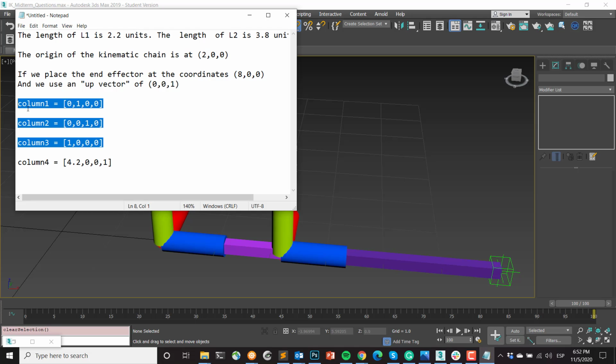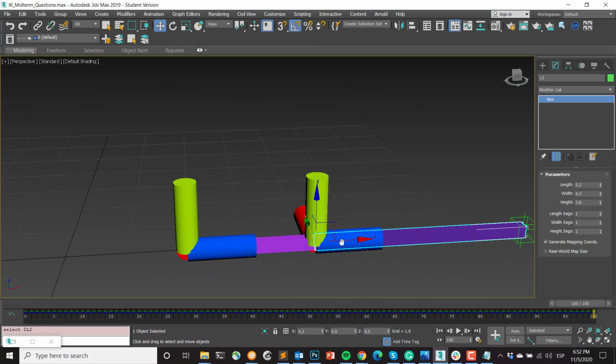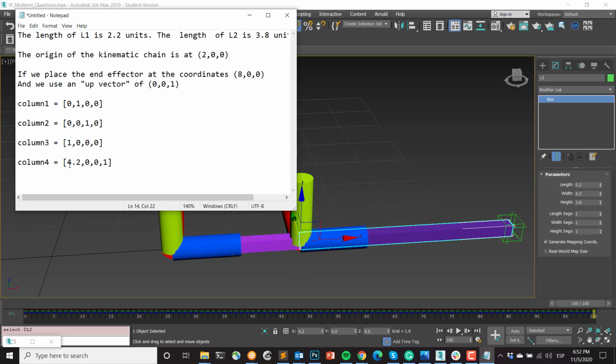Column 1, column 2, and column 3 are the rotation part, and column 4 is the translation part. And because it's in world coordinates, these numbers right here need to be the position of this object with respect to the world. So if I select this object right here, I can see that it is 4.200. This was just a matter of imagining or taking these numbers, because everything was aligned with one axis. It was very easy to get these numbers.